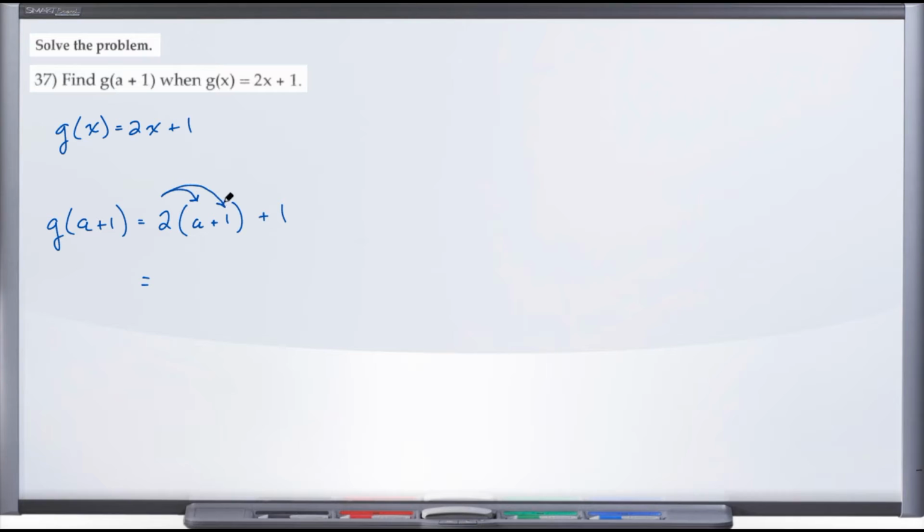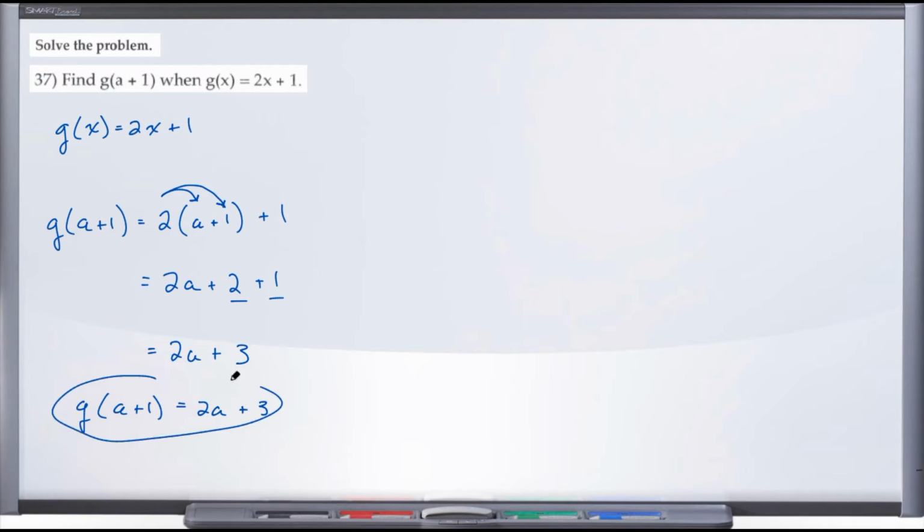Distribute this 2 through. So 2 times a gives us 2a, 2 times 1 gives us plus 2, and then we have a plus 1. And if we combine like terms here, we get 2a plus, well, 2 plus 1 is 3. And so g of a plus 1 equals 2a plus 3.